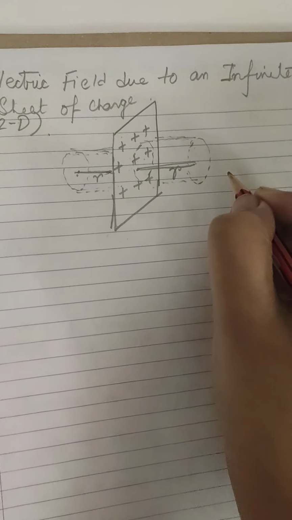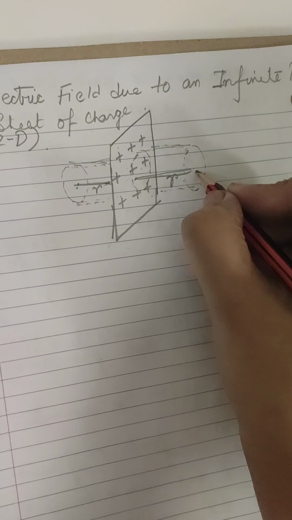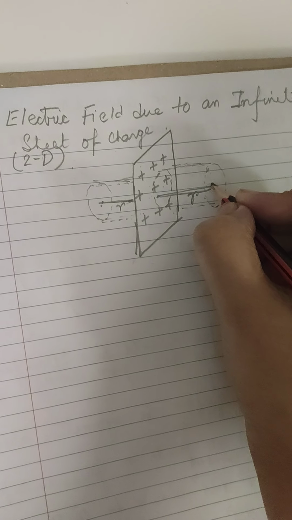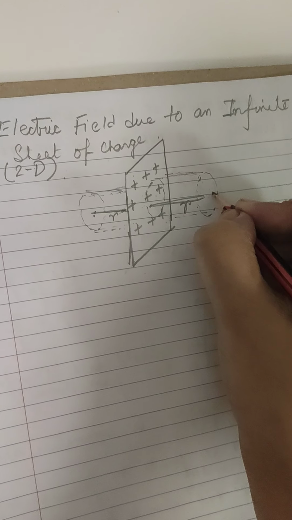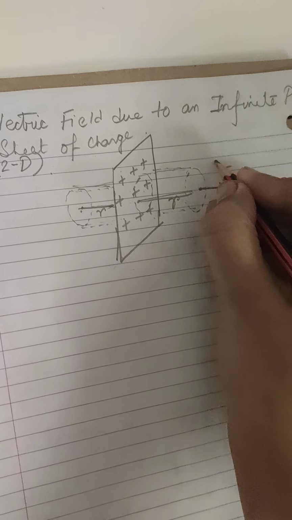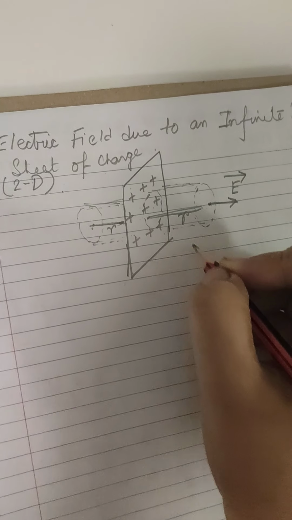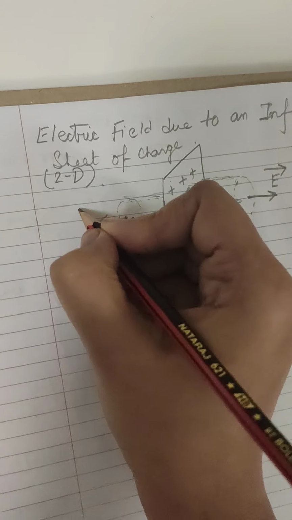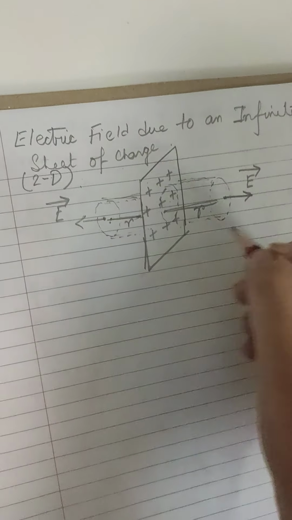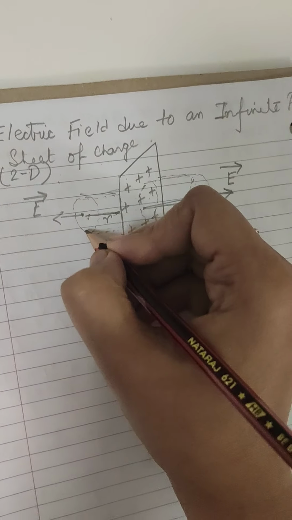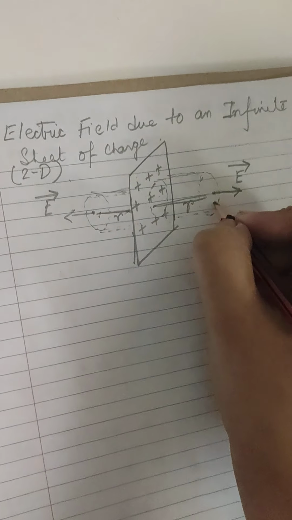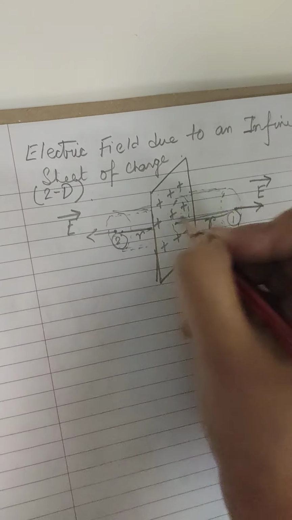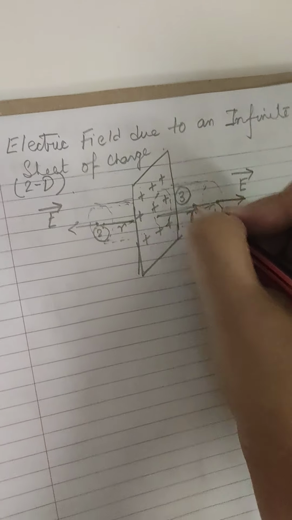Okay, now electric field intensity due to a plane sheet of charge. Since it is a positively charged plate, the electric field will be in this direction. E will be in this direction. Here also, since it's a positively charged plate, the electric field intensity will be in this direction. Now, how many surfaces for a cylinder? 2 plane surfaces, 1 and 2, and 1 curved surface, that is 3.